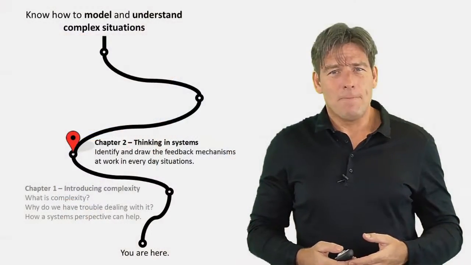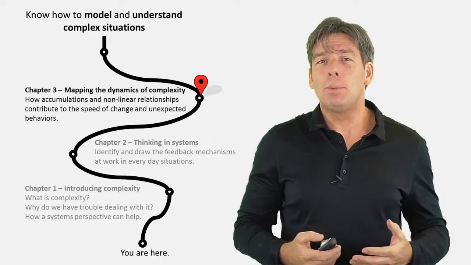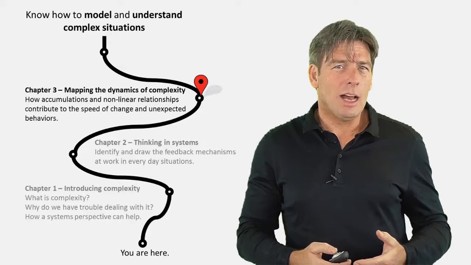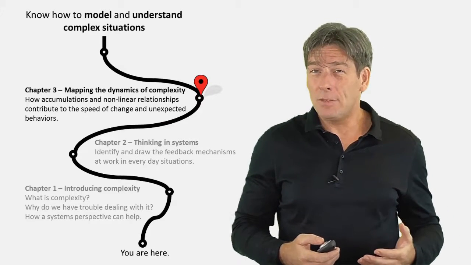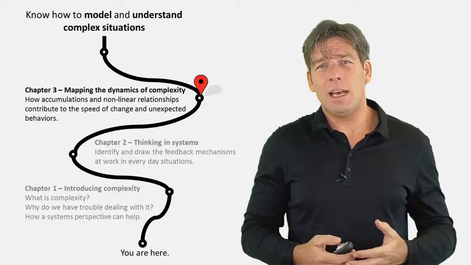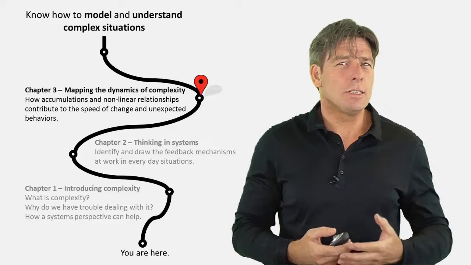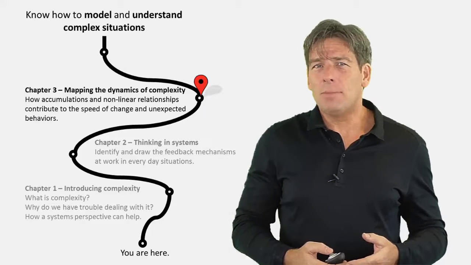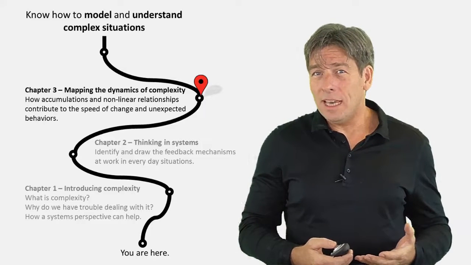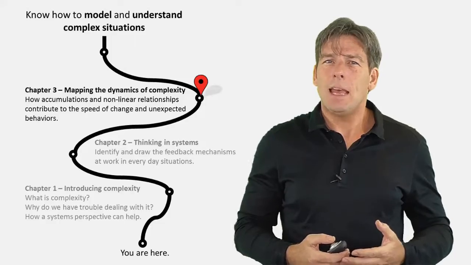In chapter 3, we look at the role of accumulations and non-linear relationships in complex systems. We explore how they contribute to both the speed of change over time and the unexpected and often frustrating behaviours we observe in complex situations such as thresholds and tipping points. In this chapter, we will use online software again, but this time to simulate the behaviour of a complex situation. At the end of the chapter, we look at the complex problem of climate change.